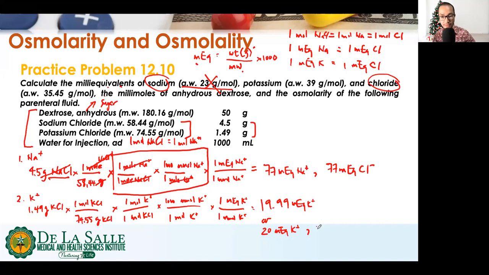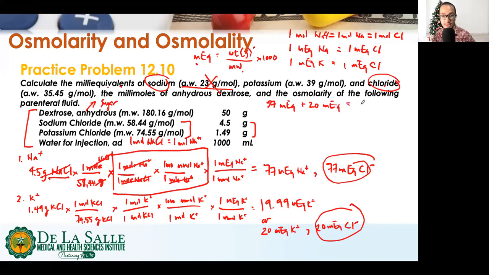So you also have 20 mEq of chloride here. The total number of chloride is simply the sum of these two. So we get 77 mEq chloride plus 20 mEq chloride, which is equal to 97 mEq of chloride. So we have answered the three.